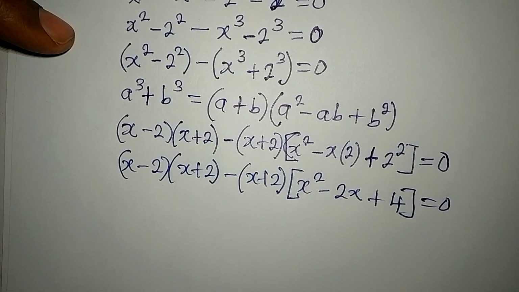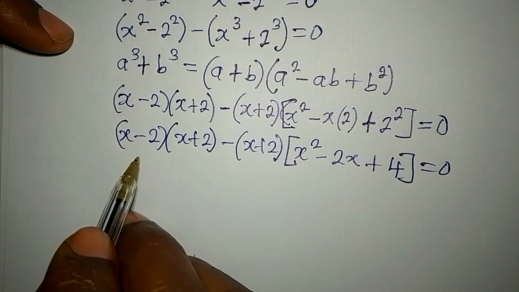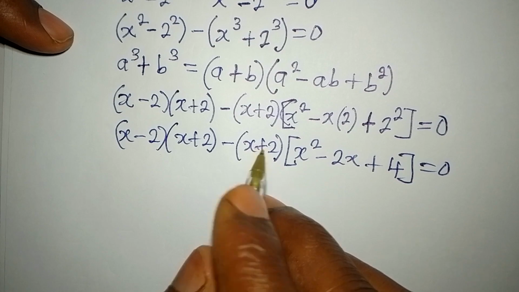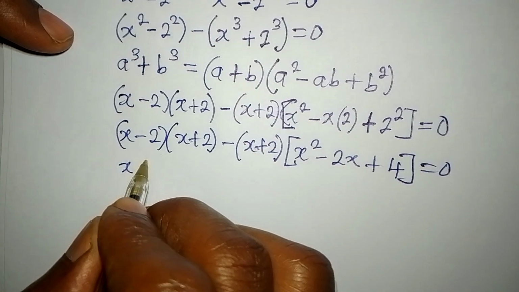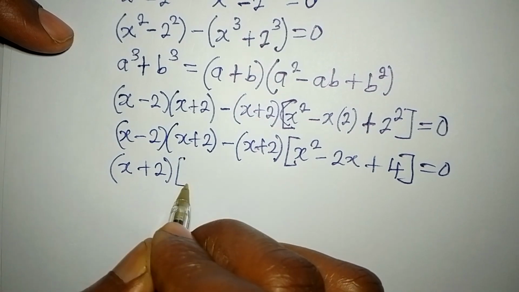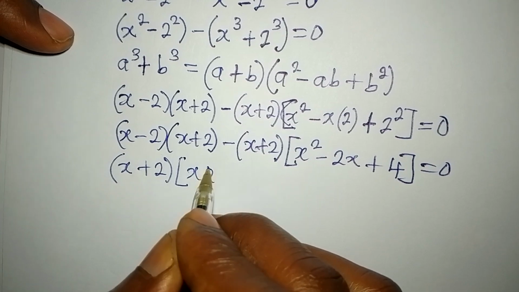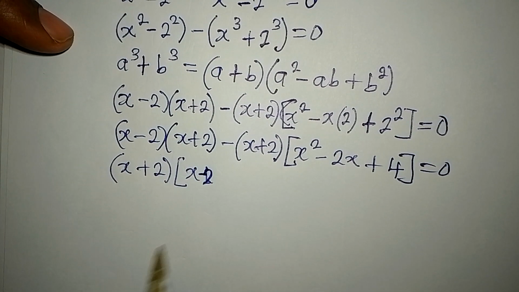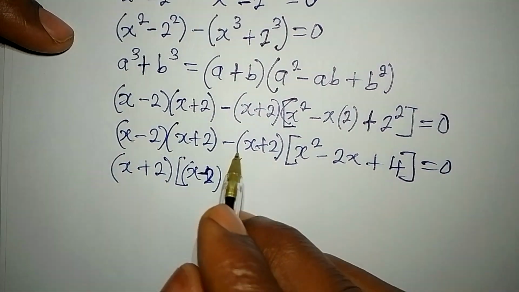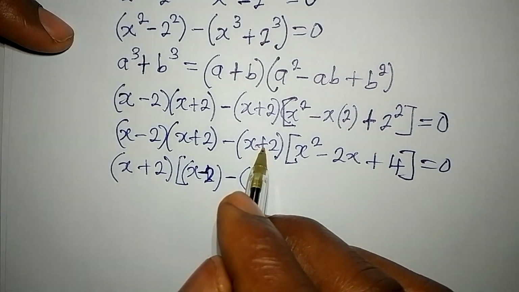Now it is time for us to factorize. I believe you're following the steps. We have x plus 2 and x plus 2, so we factorize x plus 2 out. Then in here, I'll be having x minus 2, right? So I'll be writing x minus 2. Let this be in the bracket. Then this negative will still appear. Then here, this has already come out.